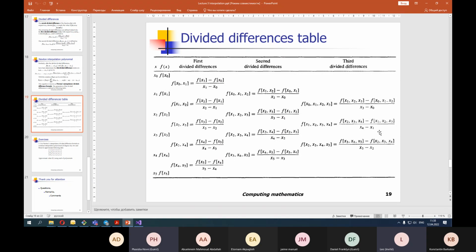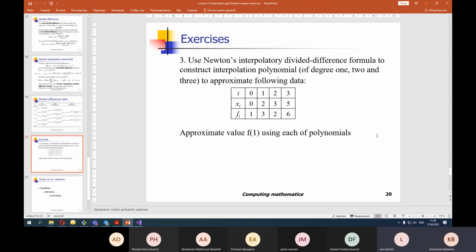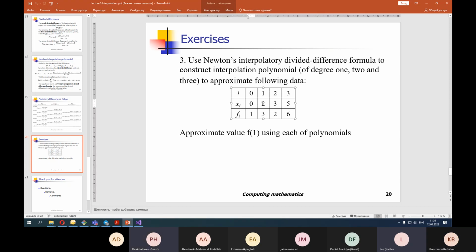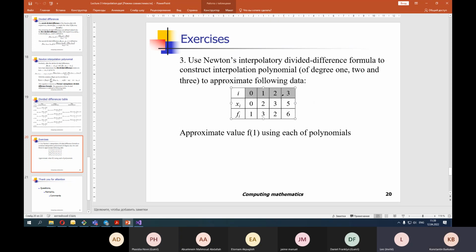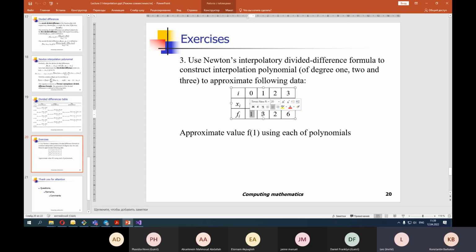I have a question on page number 20. Page number 20? Yes. So 0 is x0, and then 2 is x1. Yes. F1 is equal to f0. F0 and F1. So these are the numbers 0, 1, 2, 3. This is x0, x1, f0, f1.